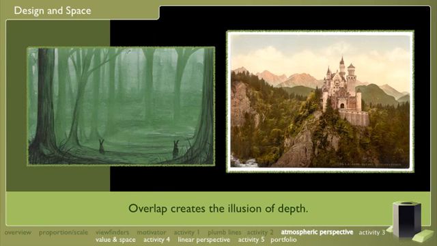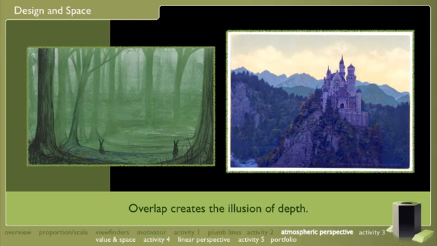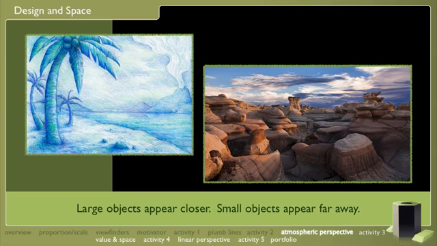When one object covers part of a second object, the first seems to be closer to the viewer. This only works if the objects are opaque. If you try to make the objects transparent, the illusion of depth disappears. Large objects appear to be closer to the viewer than small objects. The further an object is from you, the smaller it will appear.